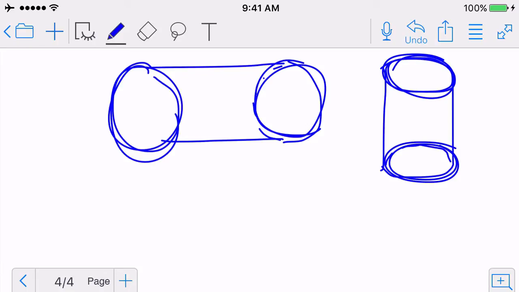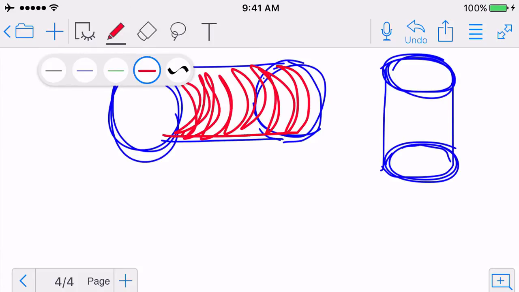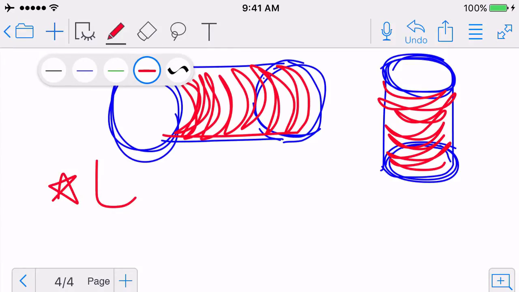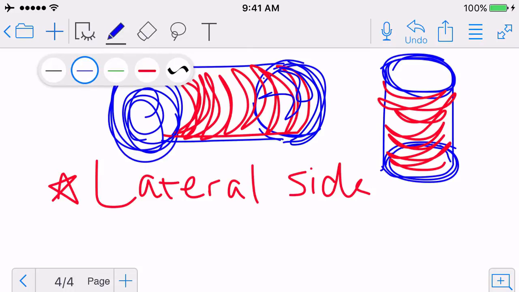So it's exactly like a prism, it's just a circle. Same thing with the lateral side. So everything that goes around that's not the base is the lateral side. Okay, and so then here in blue are your bases.